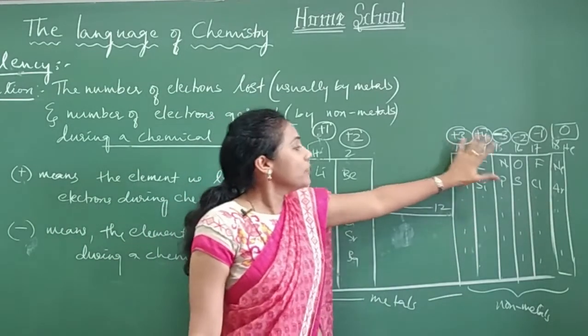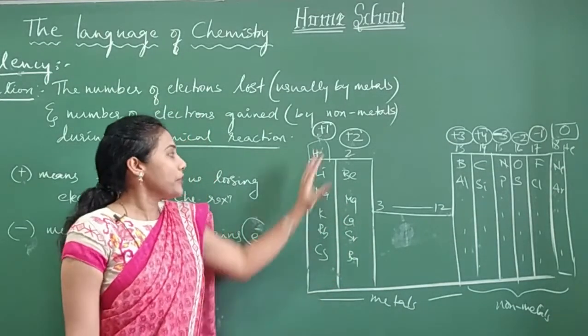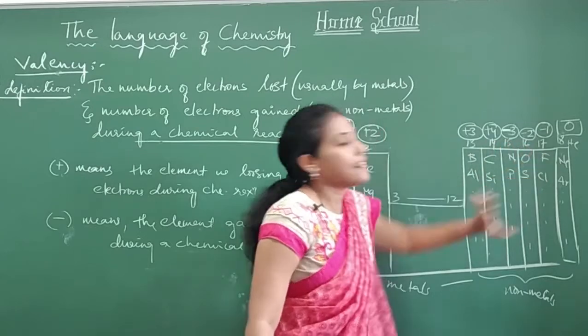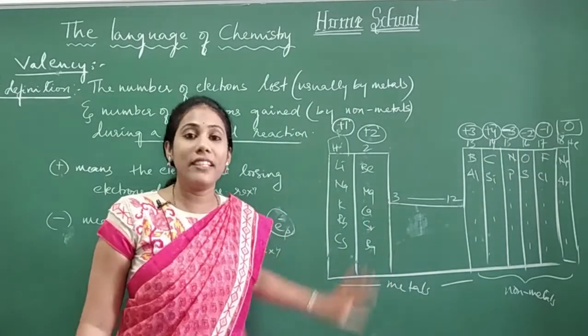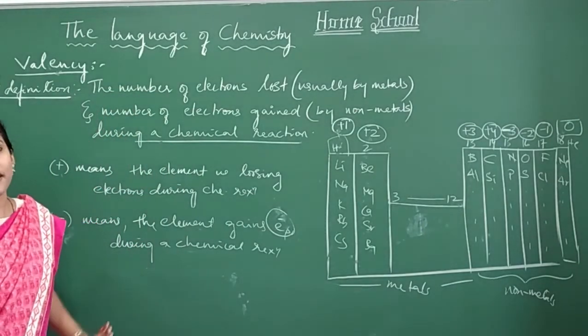So this is the easiest way to remember the valencies, I feel. So try to remember the valencies of group 1, 2, 13, 14, 15, 16, 17 and 18. They are very important. And now coming to the concept of radicals.